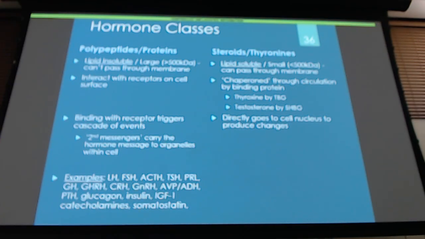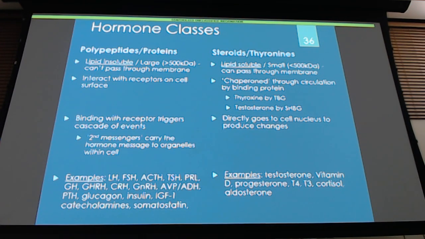On the opposite, you have steroids and thyroids. These are small and lipid soluble, so they can go straight into the cell and go straight to the nucleus to institute the change that's needed. But they need to be chaperoned, right? So they're bound to another hormone to get to where they need to go. This information is helpful when we learn about labs. And examples of this, we look at the bottom.